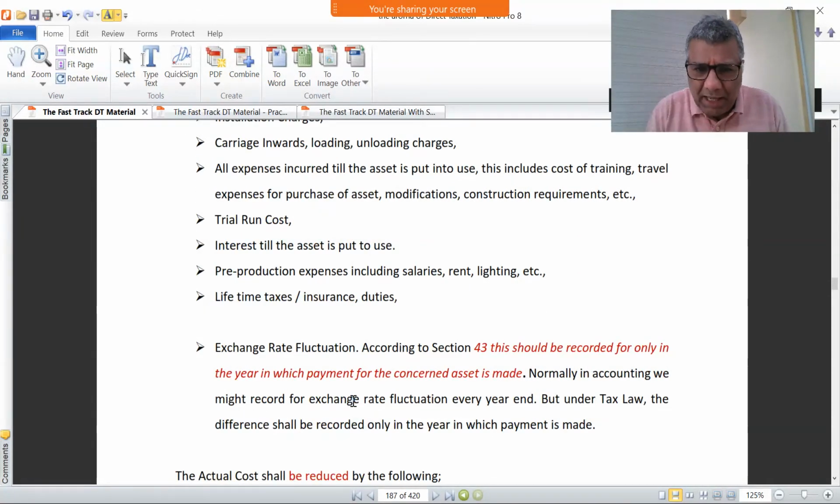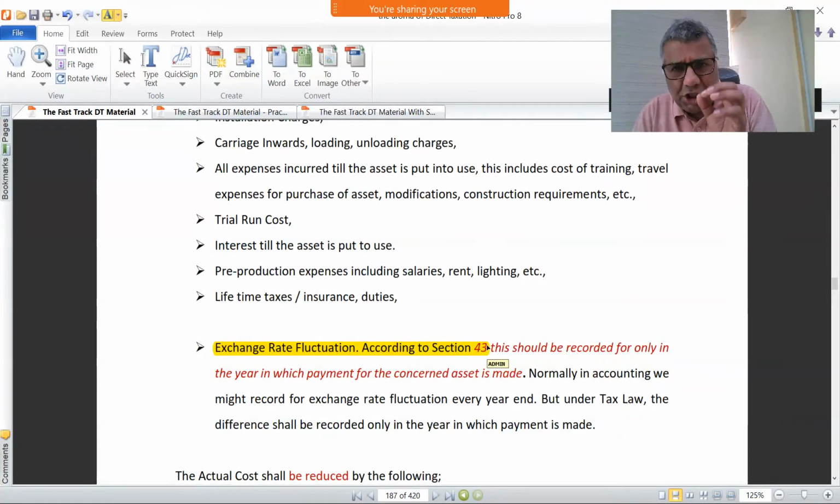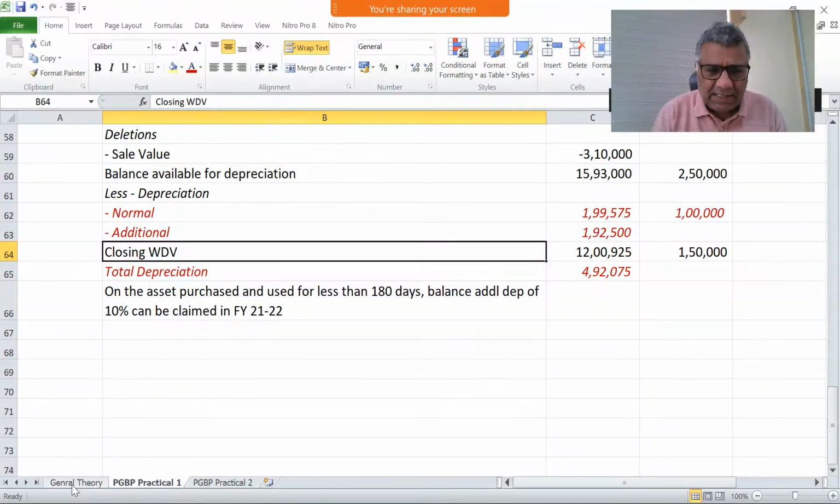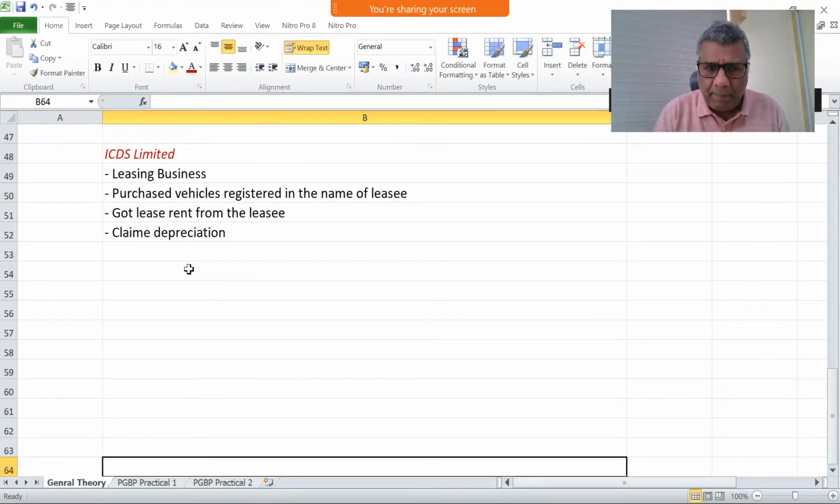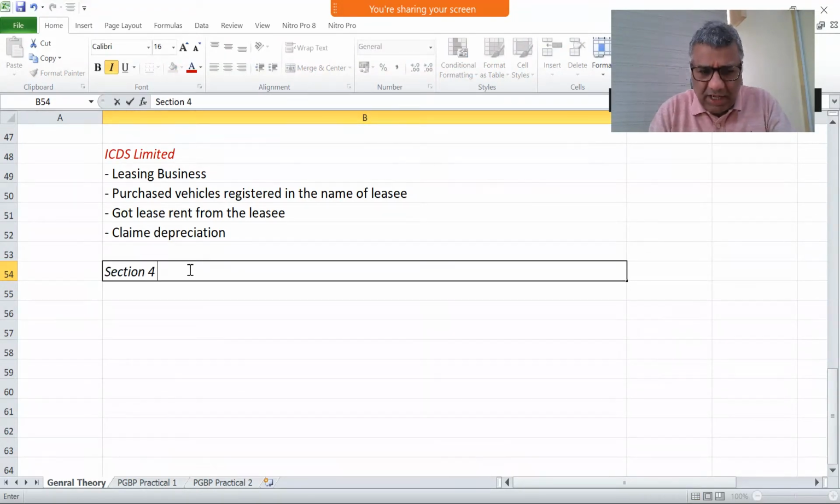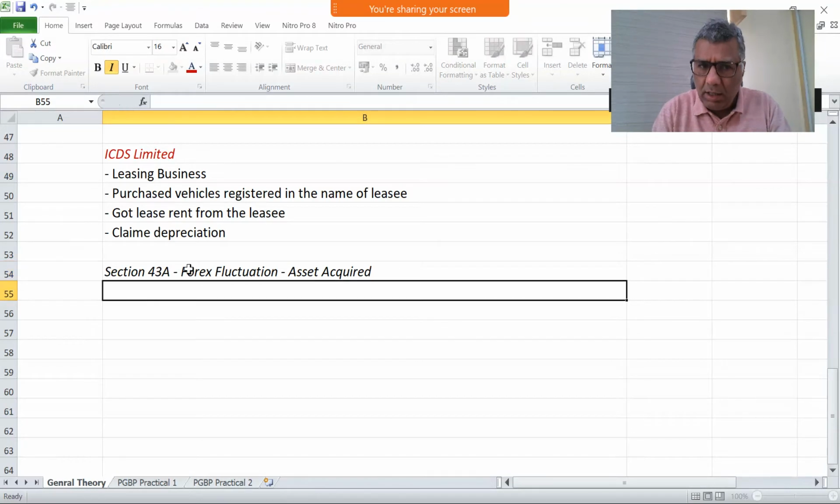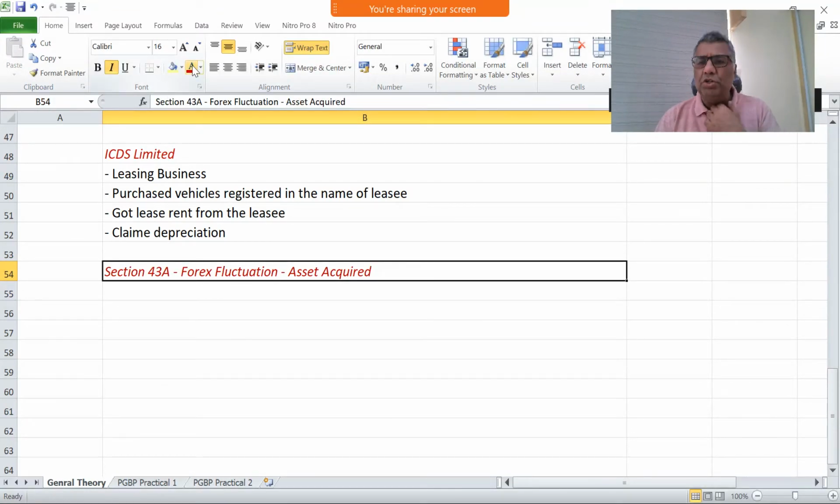And the most important explanation comes here, that is section 43, which speaks about 43A, in fact, which speaks about Forex accounting in the case of assets. Section 43A, Forex fluctuation for asset acquired. This is something which you need to understand.